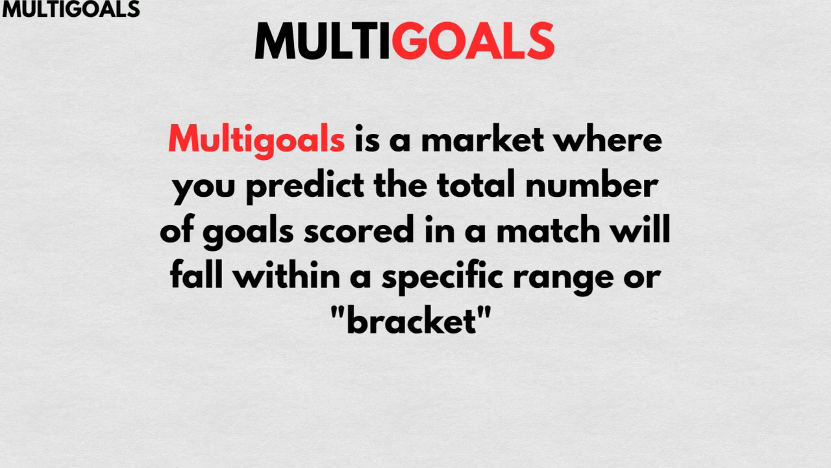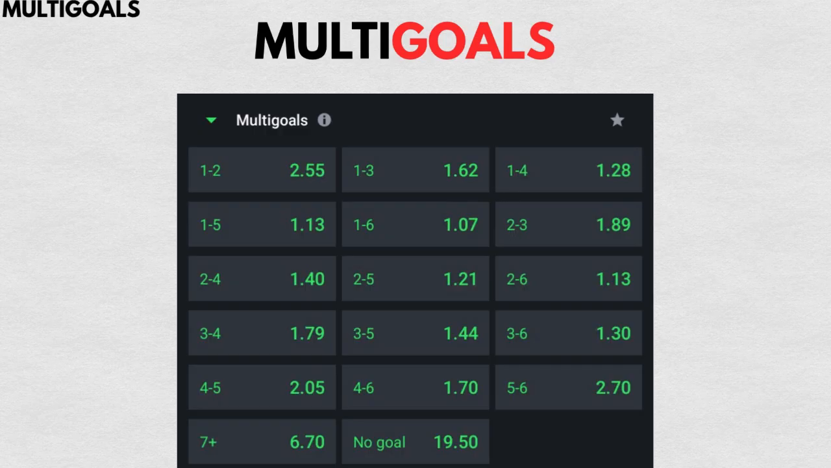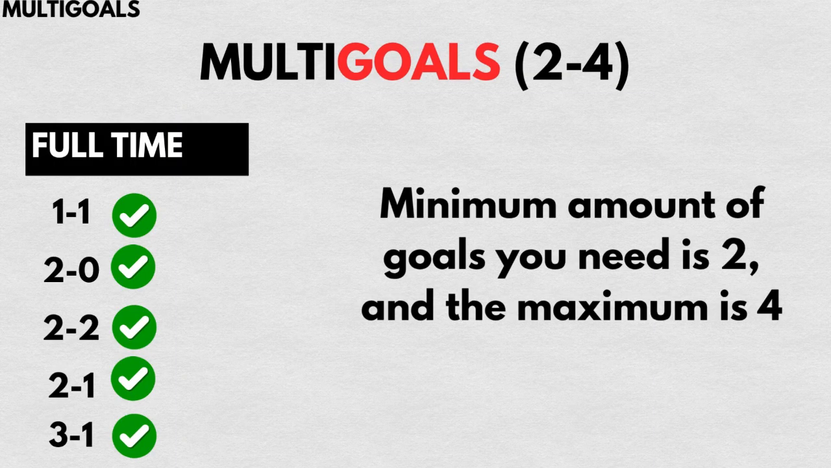The multi-goal market is also known as goal range because it focuses on the total number of goals falling within the specified range in which you've selected. You select a goal range of 2 to 4 goals. That means you are expecting nothing less than 2 goals and nothing more than 4 goals. So examples that would favor you are 2-0, 1-1, 2-1, 3-1, 2-2. Nothing exceeding 4 goals and nothing less than 2 goals.